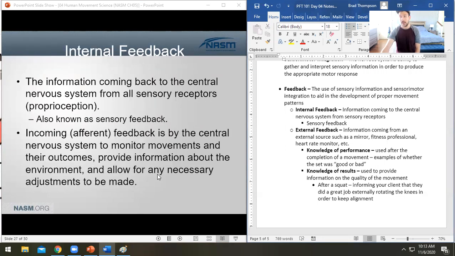There's internal feedback, which is exactly like it sounds. It's your client feeling what they're doing, right? This is information coming into your nervous system from sensory receptors, like your mechanoreceptors. That's sensory feedback. So if you're trying to enhance the internal feedback in your client, you want to ask them, hey, do you feel how that's different than what you were doing, right?